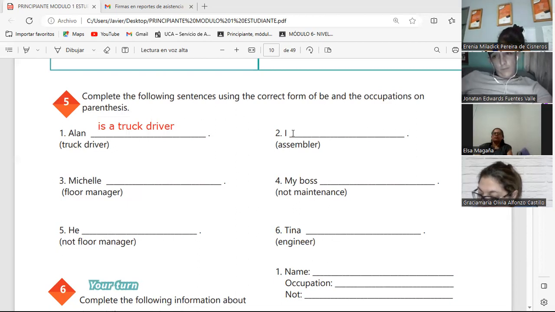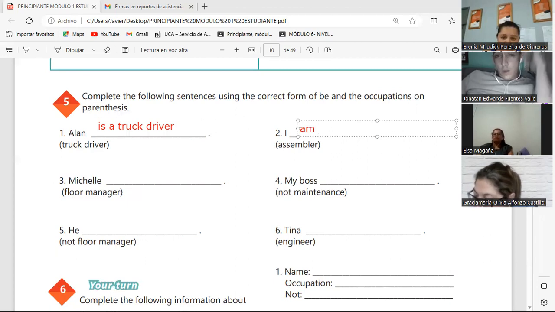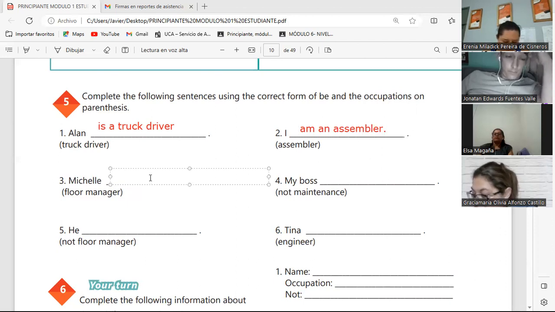Number two, assembler. This is for Brenda Lee, please. I am. A or an? An. Very good. Ensamblador, right? Assembler. Good. Number three. Michelle. This is René, please. Michelle is a floor manager. Correct.